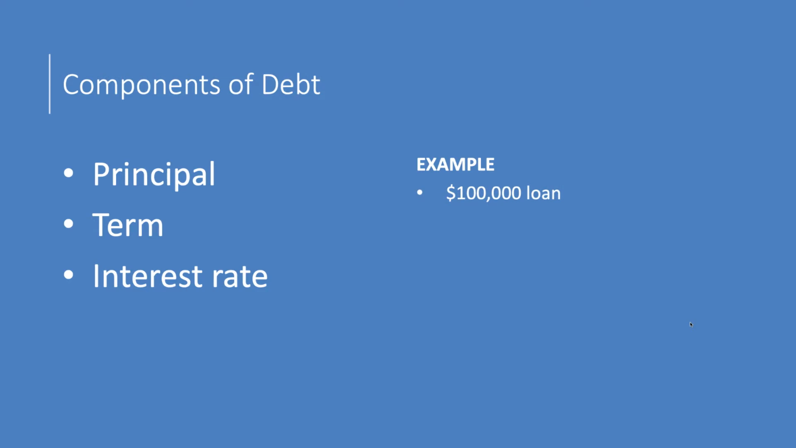All right, so let's take a look at an example, and assume that we want to take out a $100,000 loan. We agree to a 15-year term for the loan at a 5% interest rate.